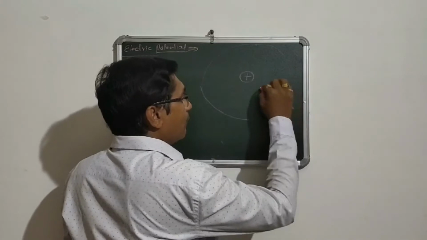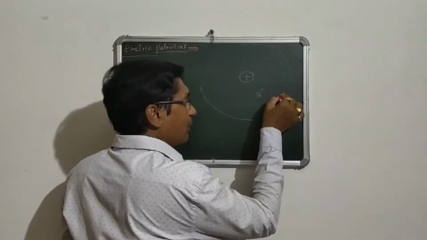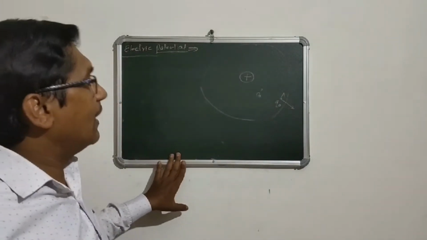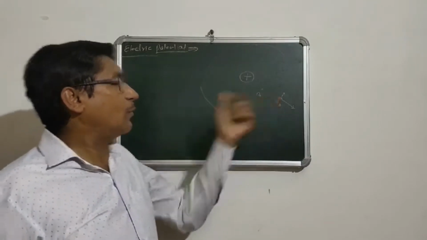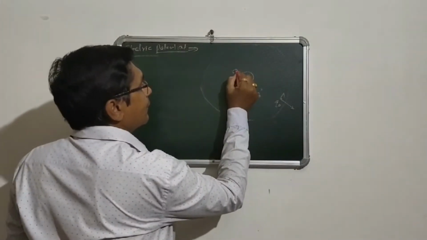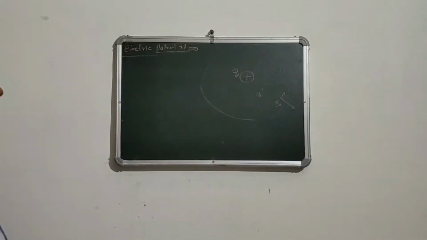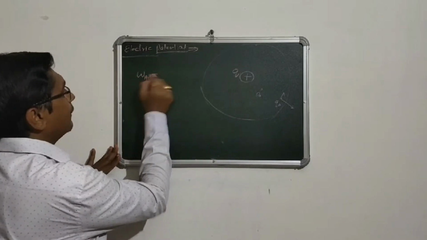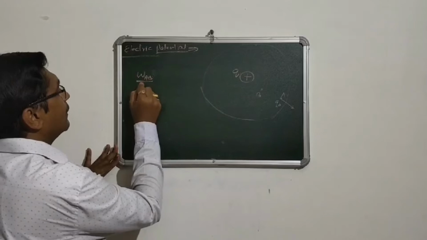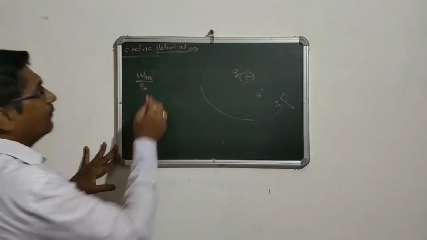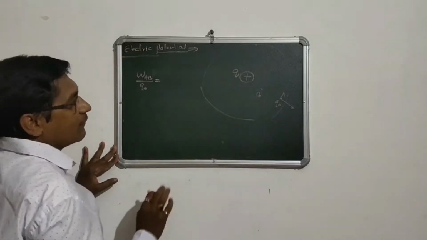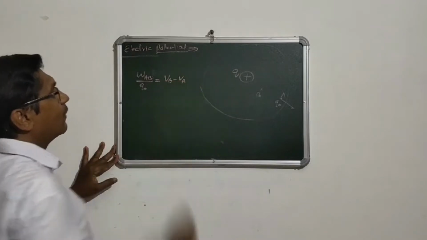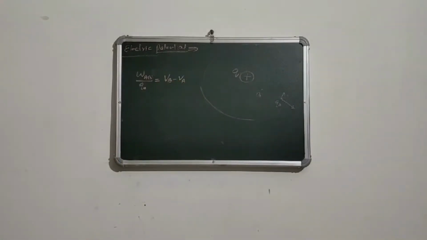The work done required to bring a test charge from one point to another point in the opposite direction of the electric field is known as the electric potential difference between 2 points by a charge Q. So the work done from A to B to bring test charge Q naught is called electric potential. So it is called VB minus VA. This is called electric potential difference between 2 points.